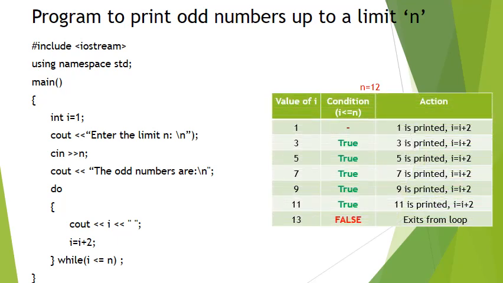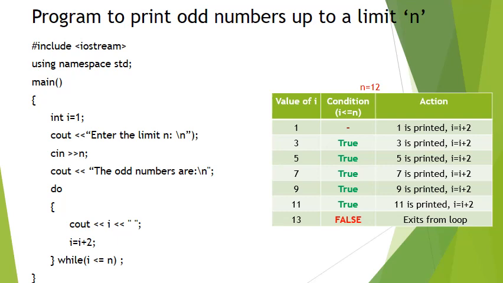Assume that the value of n is given as 12. Now the initial value of I is 1. We know that the do while loop is an exit controlled loop, so there is no condition checking at the beginning. The I value is not compared with the limit n in the first case. So it will directly go to the body of the loop. That is, 1 is printed and it will update the value of I by 2. Now the I value becomes 3.